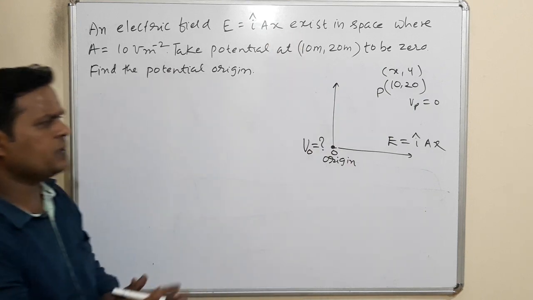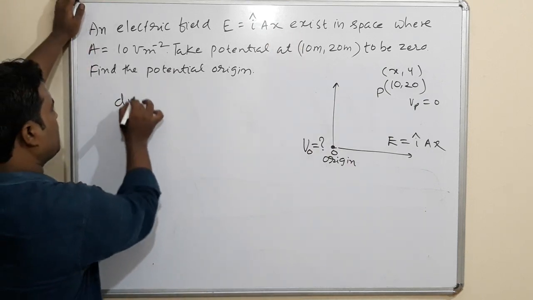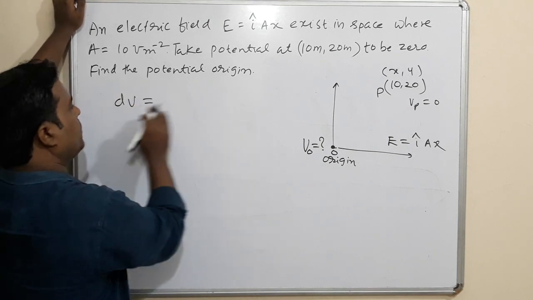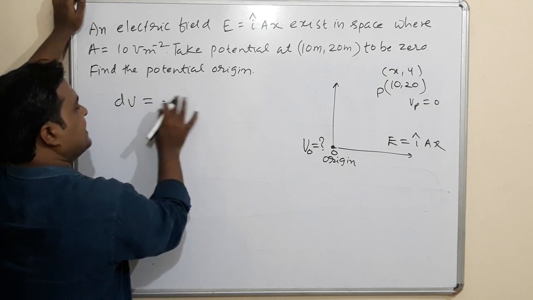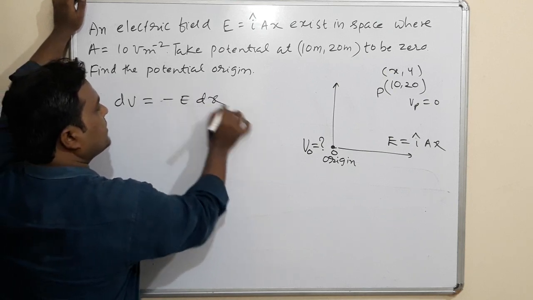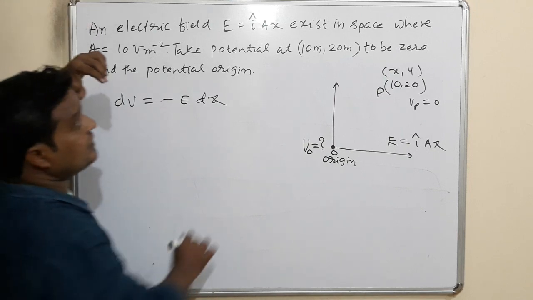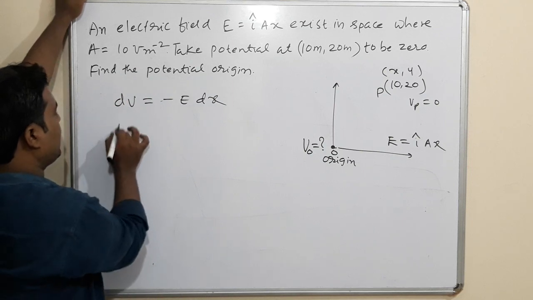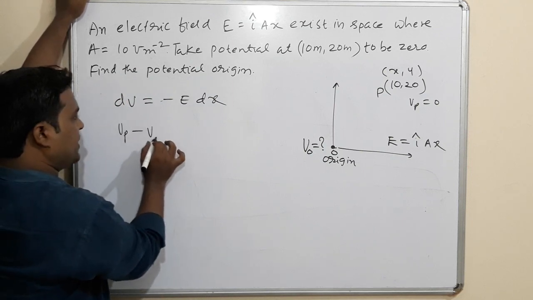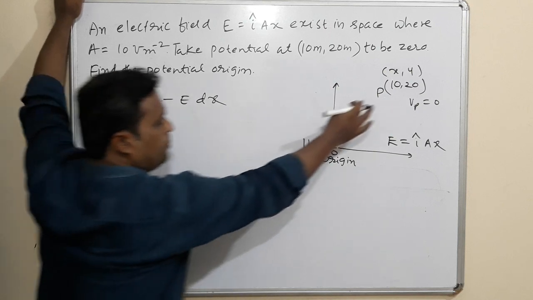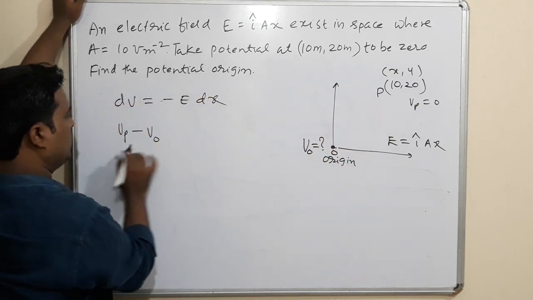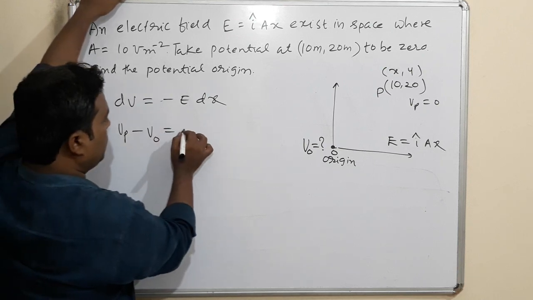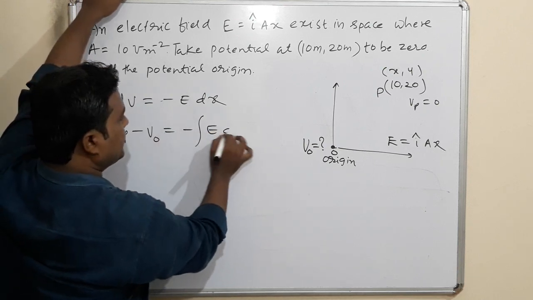Now you see, we know that potential difference is equal to minus of E into dx. Then this is a variable function, the electric field depends on x. Then I can write the potential difference between these 2 points, Vp minus V naught. This is potential at P and this is potential at origin. This will be equal to minus of integration E dx.